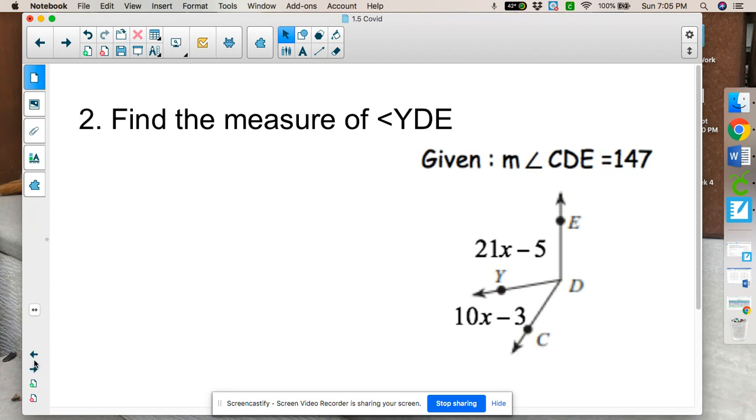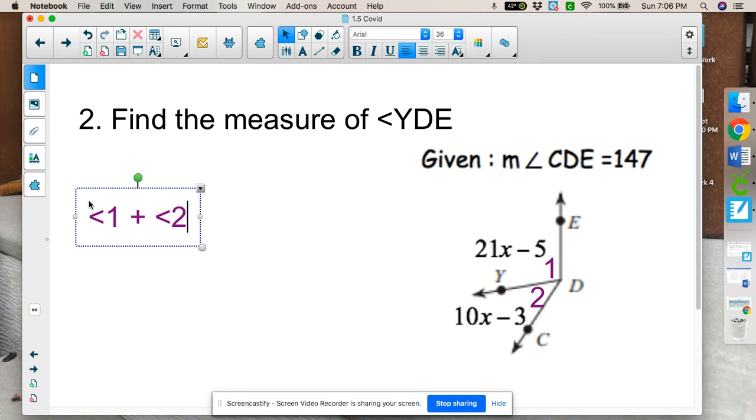Okay, so this would be where we come into using the angle addition postulate, but variables are included now. So if I were to put a little 1 right here, let me change this to purple. I'm going to put a 2 here, just to make our life a little bit easier. So when I write a statement, I know the measure of angle 1 plus the measure of angle 2 is equal to the whole thing, which is EDC. Okay, again, a little piece plus little piece equals whole piece.